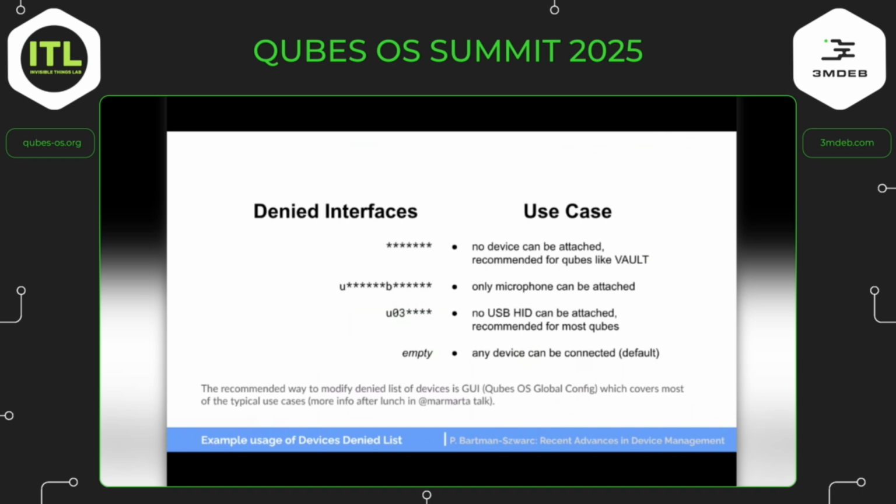And the recommended way to modify the denied list is to use a GUI, the Qubes OS Global Config, which covers most of the typical use cases. If somebody needs something more granular, they can use the CLI directly. And more info about that will be after lunch in Marta's talk.